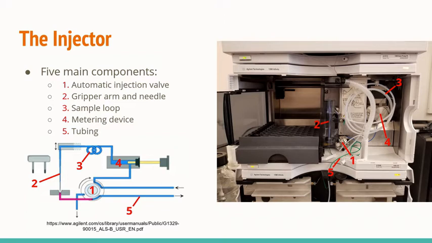There are also 2 positions that an injection valve can be adjusted to depending upon whether a sample has just been introduced. For the Agilent 1260 Infinity injection system, there are 5 components that make it up: the automatic injection valve, the gripper arm and needle, the sample loop, the metering device, and the tubing that runs through the injection system.